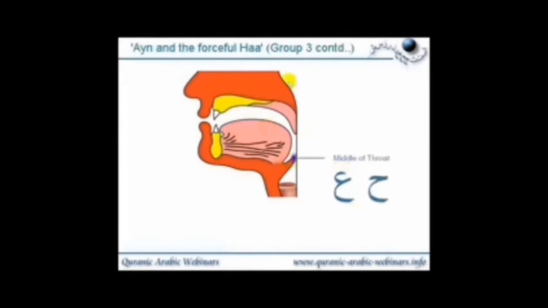The next two in group 3, i.e. the throat letters, are two letters which originate in the middle of the throat. This is the letter Ain and the letter Ha. So this Ha is what we call the forceful Ha, because you're exhaling a bit more forcefully and that air is being pushed out from the middle of your throat. So again, Ain and Ha.